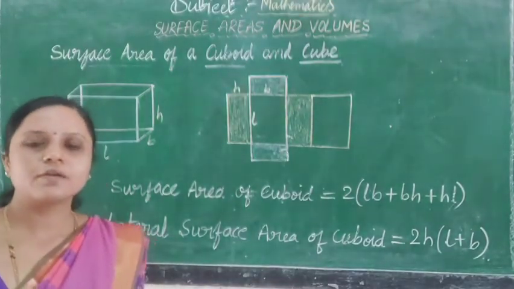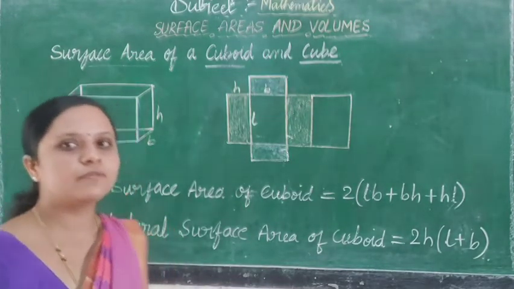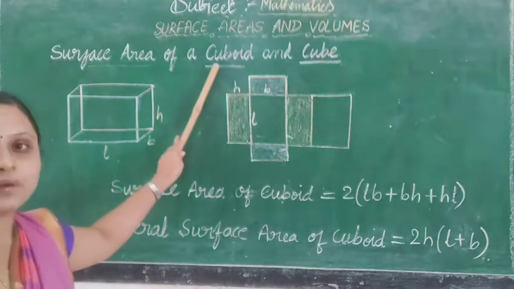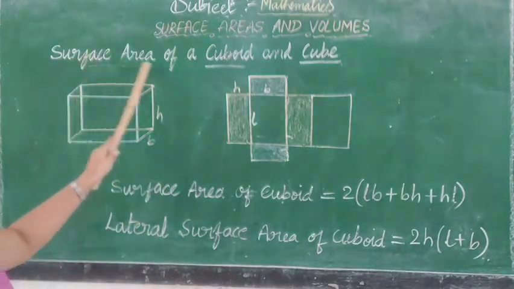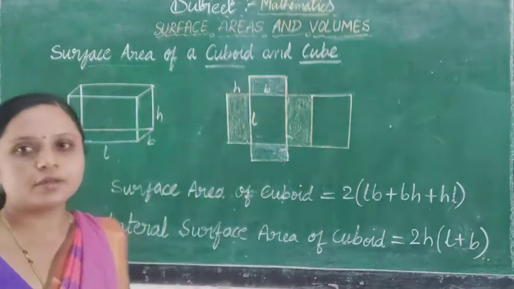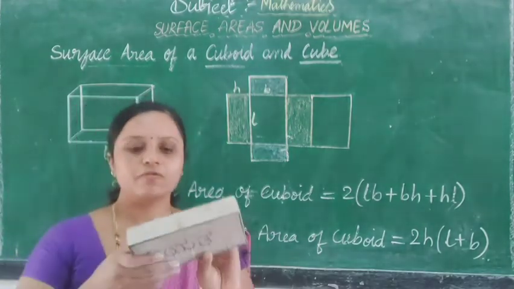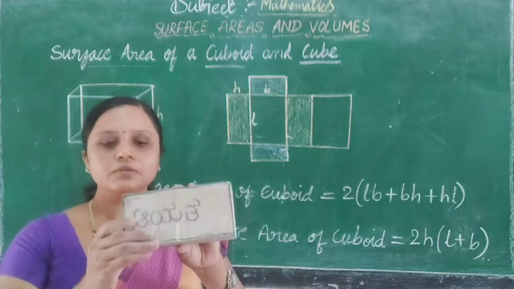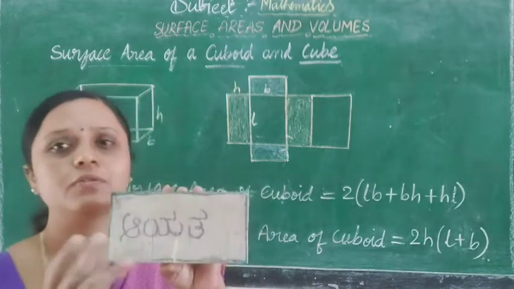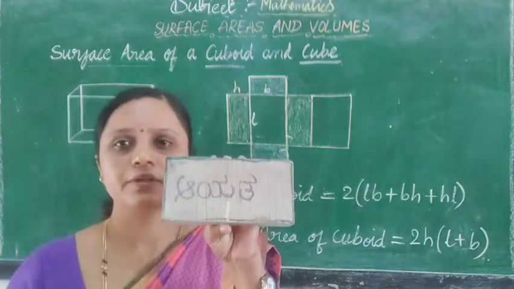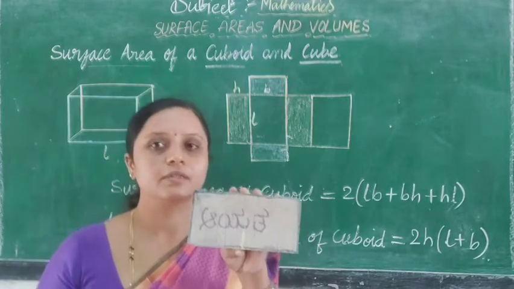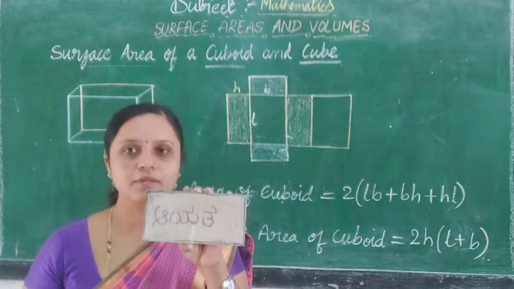Students, now we are going to discuss the first solid figure, that is what? Cuboid. So the surface area of a cuboid is what? Students, you look at this cuboid shape figure. What is the total surface area of this cuboid and how to find the surface area of a cuboid?